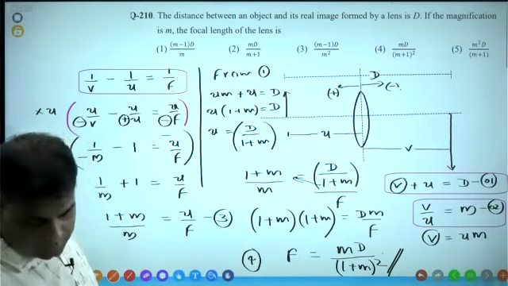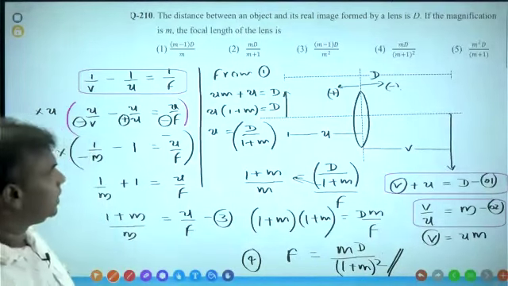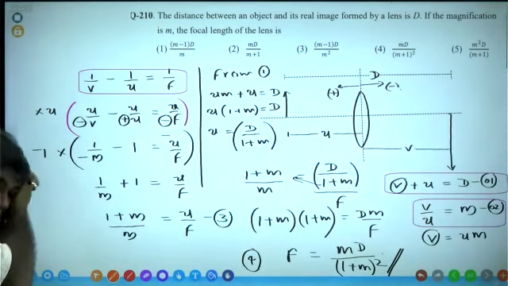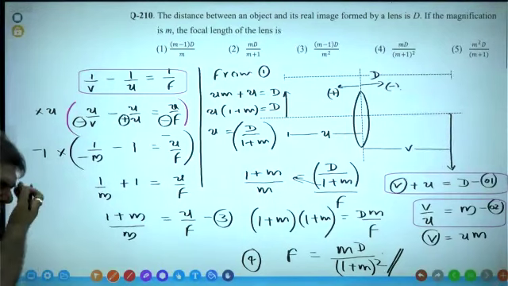And if you have completed this one, can I have 211 now? Question number 211. Let's start. First, complete this one clearly.